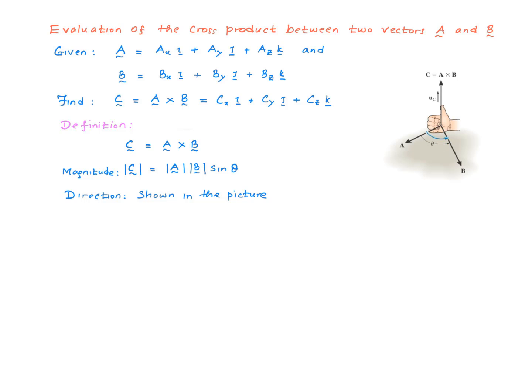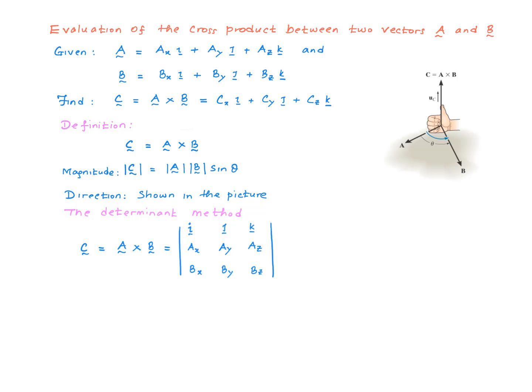So if we find that angle, then we can go ahead and find the magnitude by using this equation, because it's easy to find the magnitude of A, easy to find the magnitude of B. Now we have an angle theta, so we can use this equation to find the magnitude of the cross product C, right? But that's not the end of it, because we still have to find the direction, which is a challenging task.